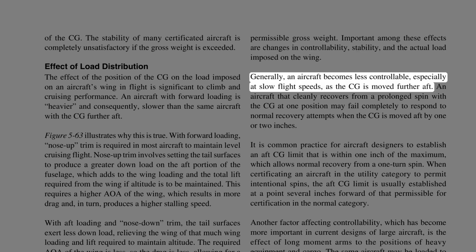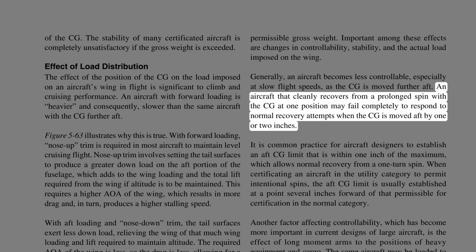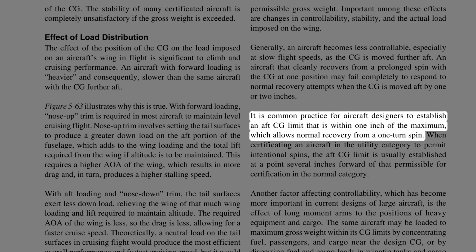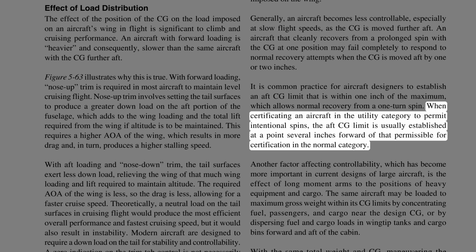Generally, an aircraft becomes less controllable, especially at slow flight speeds, as the CG is moved further aft. An aircraft that cleanly recovers from a prolonged spin with the CG at one position may fail completely to respond to normal recovery attempts when the CG is moved aft by 1 or 2 inches. It is common practice for aircraft designers to establish an aft CG limit that is within 1 inch of the maximum, which allows normal recovery from a one-turn spin. When certificating an aircraft in the utility category to permit intentional spins, the aft CG limit is usually established at a point several inches forward of that permissible for certification in the normal category.